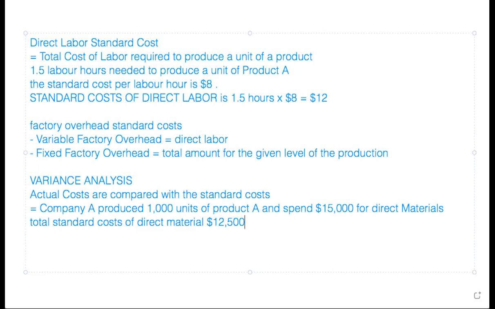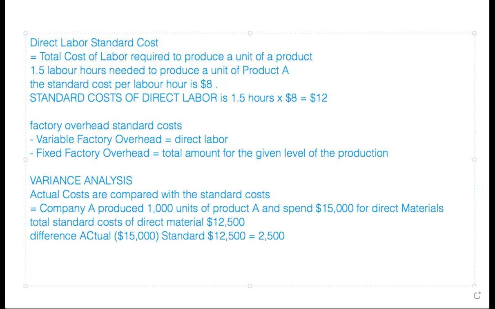What would be happening here? The company produced 1,000 units and spent 15,000 rupiah for the direct materials. But the standard cost set by the company is 12,500. So what is actually happening here? It means there is around 2,500 difference. The actual is 15,000, standard is 12,500, so the difference will be 2,500, right?